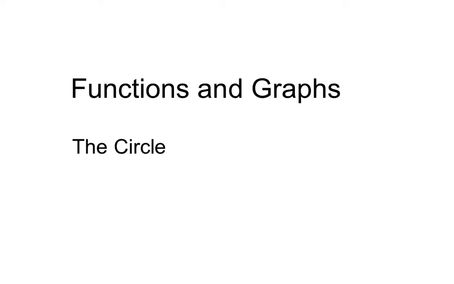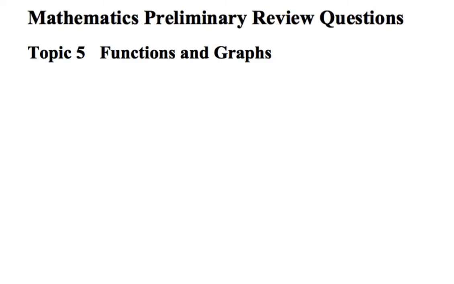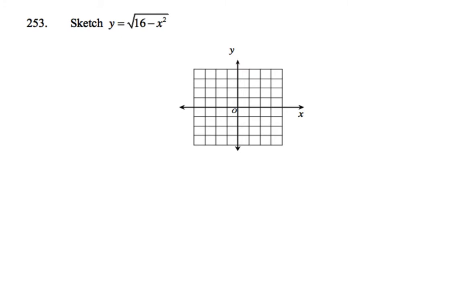Functions and graphs, a bit of revision, a quick rundown of circles and semicircles. Okay, if we wanted to sketch this, you can see it's pretty similar to a circle. If we squared both sides, we would get y squared equals, and our squaring of this side would cancel out the square root really, and we would get 16 minus x squared. If we then added x squared to both sides, we would get x squared plus y squared equals 16.